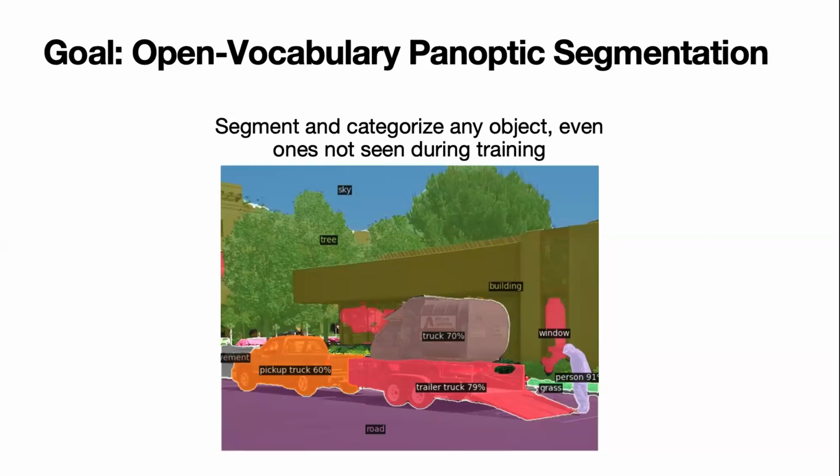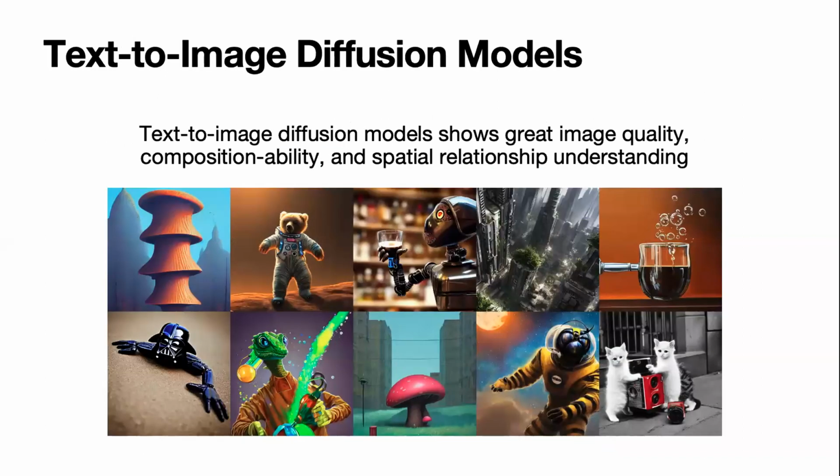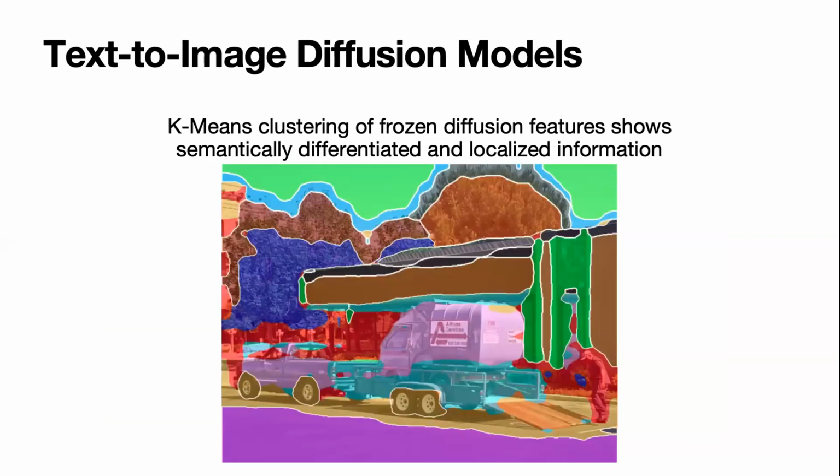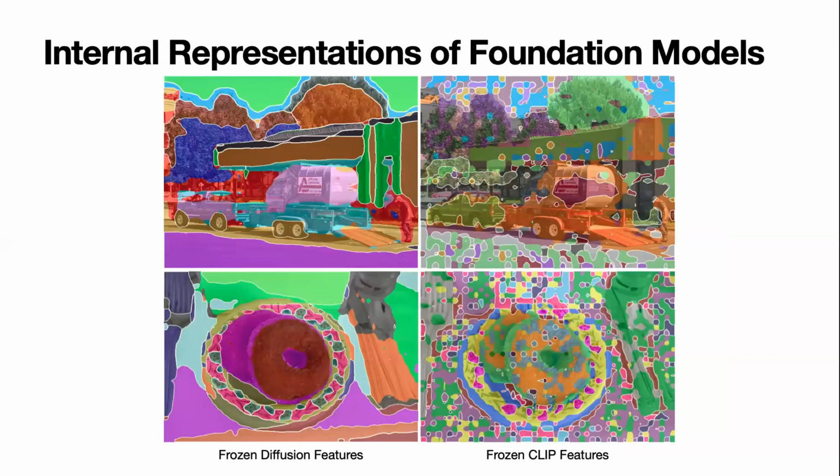So we wanted to explore in this work, can we use these large text conditioned generative models to perform open vocabulary segmentation? Here's a k-means clustering plot of the internal features of the diffusion model, and you can see that they seem to be quite well differentiated. If you contrast that with the k-means clustering of visual features extracted from, for example, a pre-trained CLIP model, they're not quite as well differentiated and separated as the diffusion model's features.